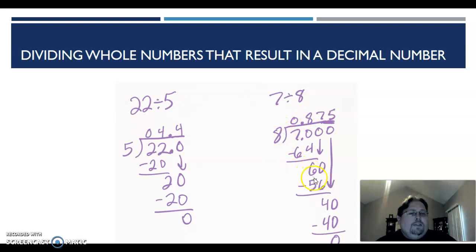7 times 8 is 56. I subtract those, I get 4. Still have something left over, so I have to add another 0 and bring that down. 8 goes into 40 5 times. 5 times 8 is 40. I subtract those, I get 0. Now since there's nothing left over, I'm finished, and my answer is 875 thousandths.